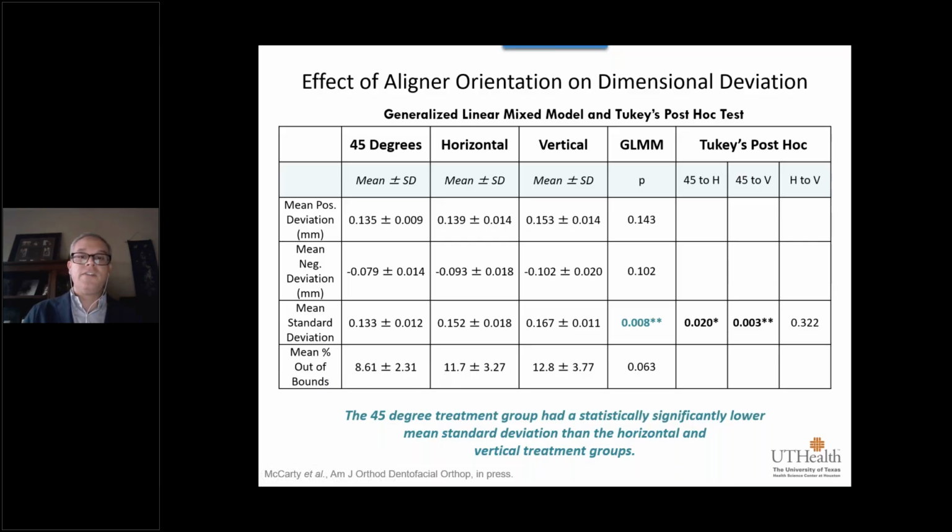But we did see that there was a statistically significantly lower mean standard deviation for the 45-degree group, indicating that there was less spread in the deviations for the 45-degree group than the other groups investigated. But again, it's important to note that none of the deviations that were observed exceeded the 250 micron tolerance threshold that's been reported in the literature for orthodontic applications on average.